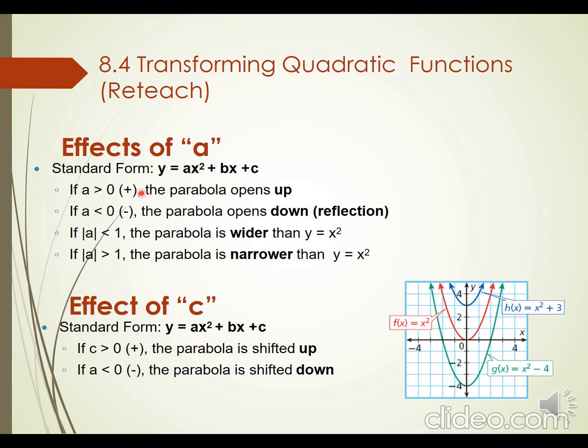If A is positive, then the parabola opens upward. If A is negative, then the parabola opens downward. It's going to be a reflection. If the absolute value of A is less than 1, then it's going to be wider. In another term, it's slower than the usual. If the absolute value of A is greater than 1, then the parabola will be narrow, and that will be faster going than the x squared.